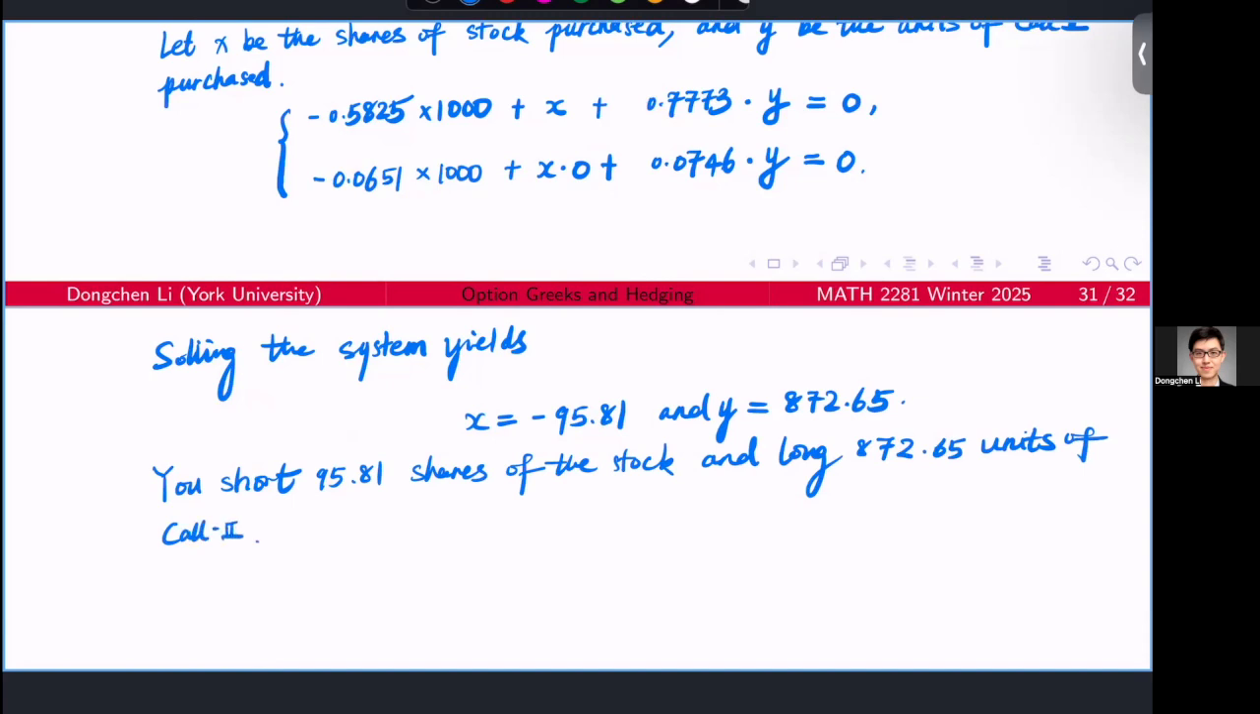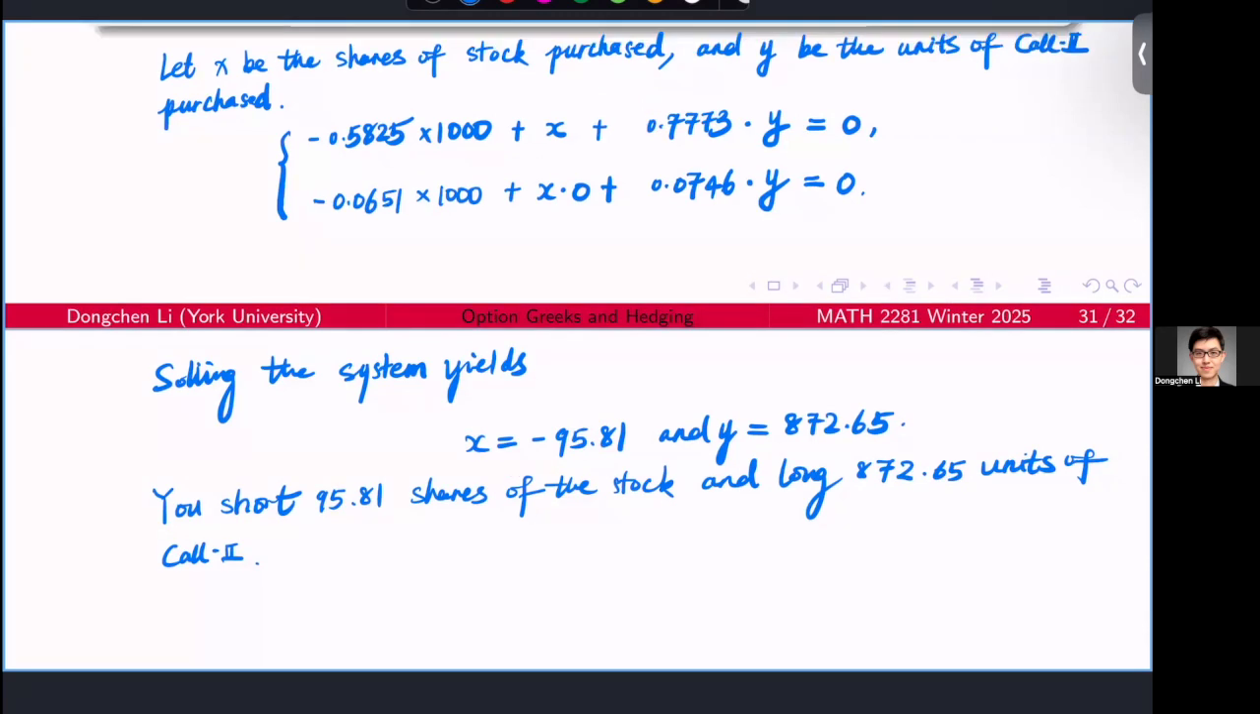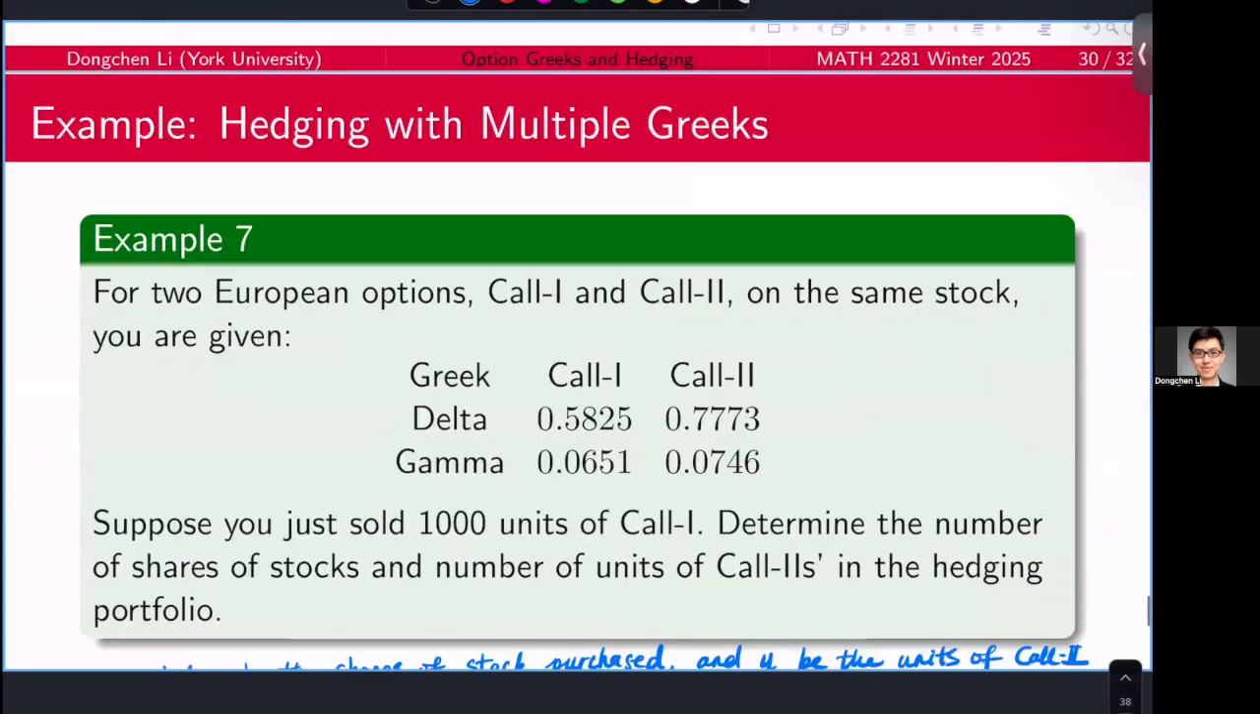Okay. So by doing that, your portfolio that includes a short position in call 1, a short position in the underlying stock, and a long position in call 2 is both delta neutral and gamma neutral. Okay, so let's move on.